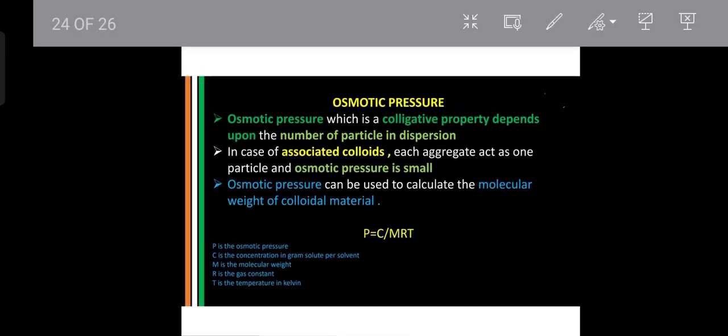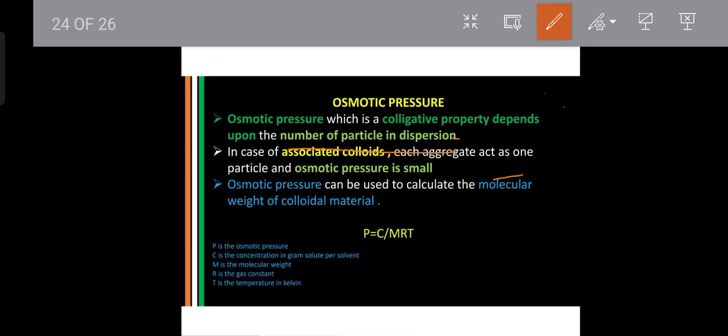It is written here that osmotic pressure is a colligative property. In the pre-formulation study of pharmaceutics, you will study different properties regarding this colligative property. Osmotic pressure depends upon the number of particles in the dispersion, so the number of particles can affect the osmotic pressure. In the case of associated molecule colloids, like surfactants, each aggregate, I mean the micelle, acts as one particle and the osmotic pressure is small. So for a micelle, the aggregate of surface active agents, the osmotic pressure is too small.